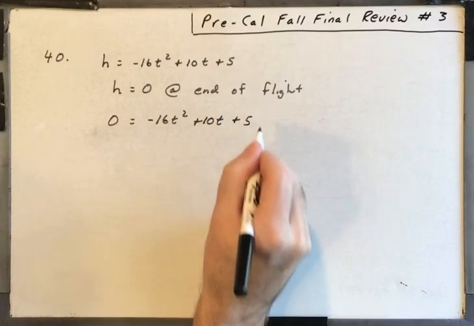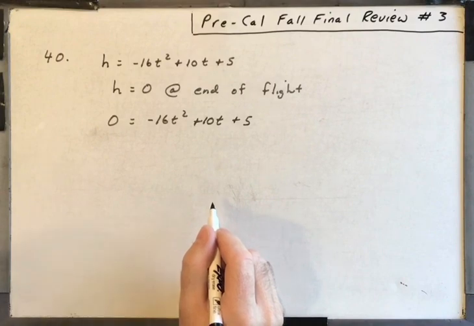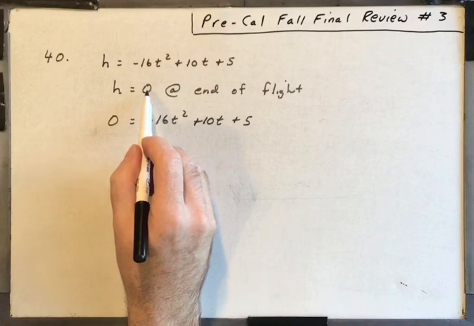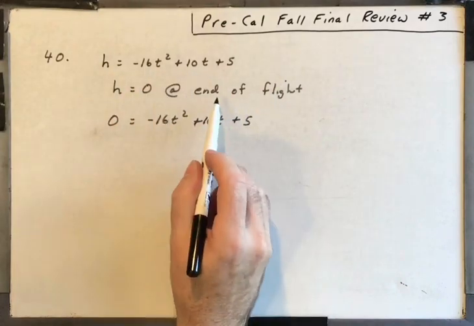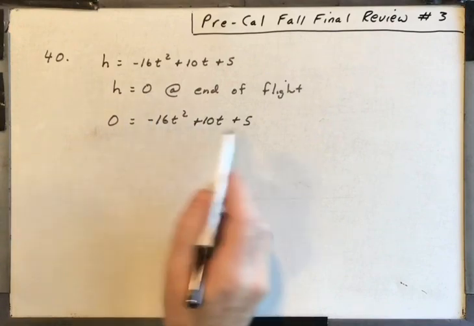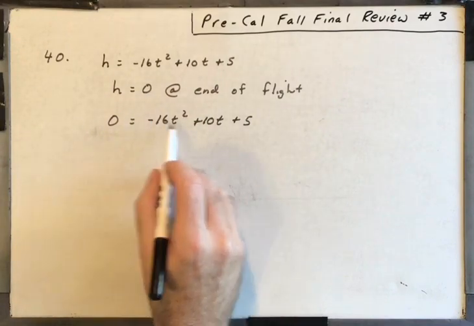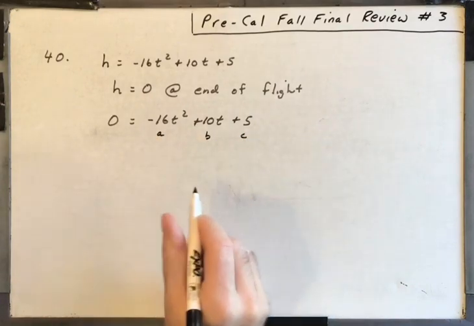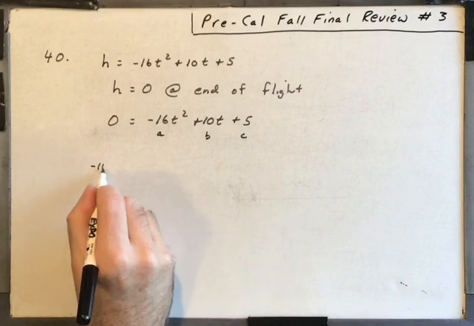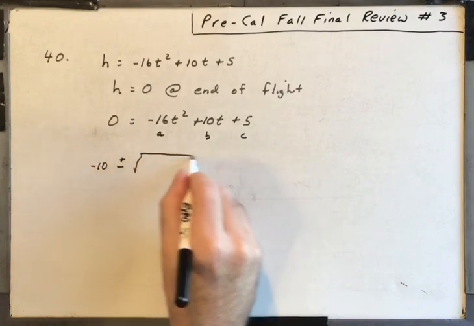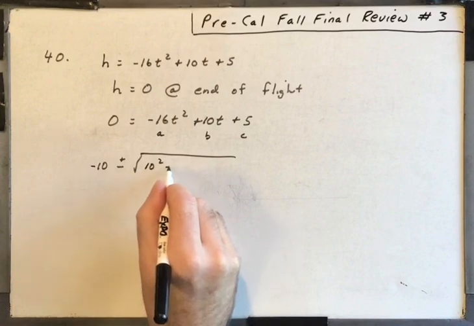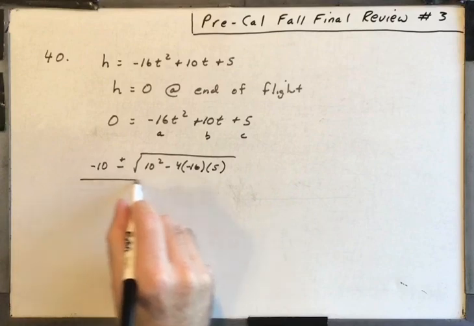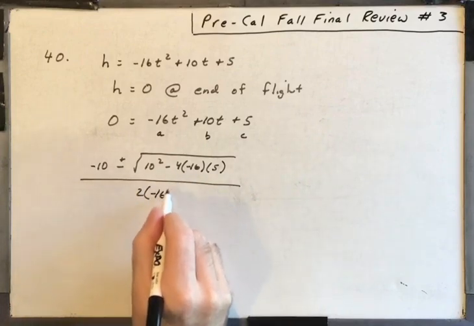Now, if you were trying to figure out how long does it take to get the ball to the 5-foot mark, you would have 5 is equal to that. But we want to know at the end of the flight, how long is it in the air? Then it's 0. All right, well, you can try to factor that, but you're going to fail. So a, b, c, we've got a quadratic formula, so we've got negative 10 plus or minus the square root of 10 squared minus 4 times negative 16 times 5 all over 2 times negative 16.